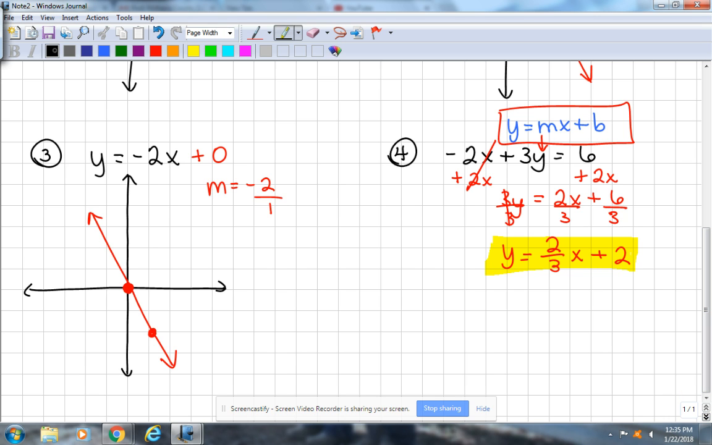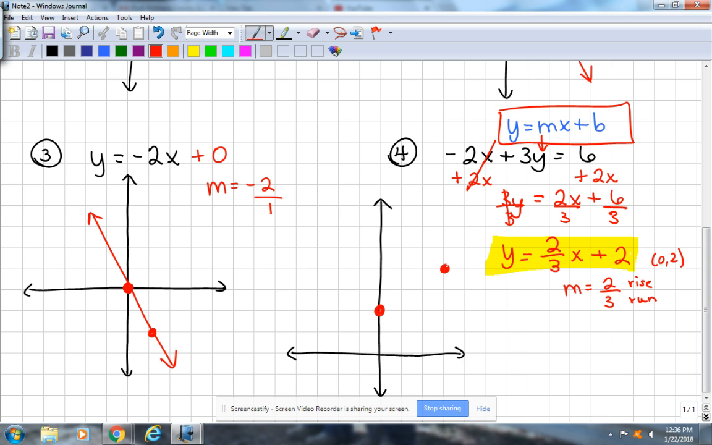I'm going to do it over here so I have enough room. I'm going to draw my x-axis down here lower because I'm going to be going up from the top. So my y-intercept this time is 2. So 0, 2 is my y-intercept. And my slope is 2/3, with 2 being my rise and 3 being my run. So I'm going to rise up 2 from there, and then I'm going to run to the right 3 times. And connect it with a line.